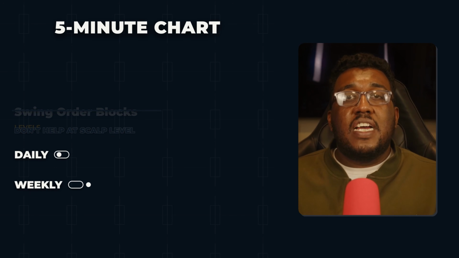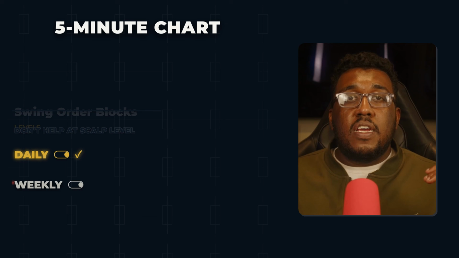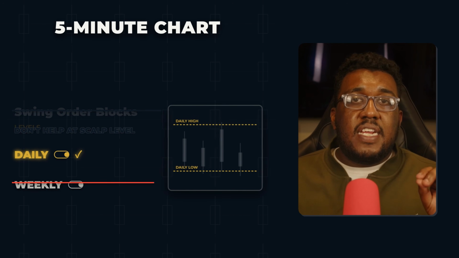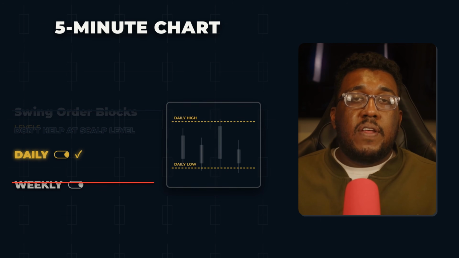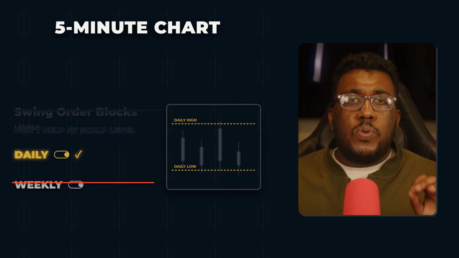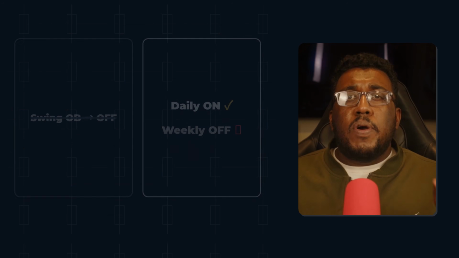For the MTF highs and lows, I want you guys to have the daily settings on, the weekly off, and that's because you only need the daily high and low visible on your 5-minute for context, but you don't really need those weekly levels cluttering the chart when you're scalping. Keep it clean, daily only for the 5-minute chart. Following that, we have the premium and discount zones. These are always going to be on every time frame. It does not matter. If in the discount zone, you guys are going to be looking for longs. This is your compass on every single chart.